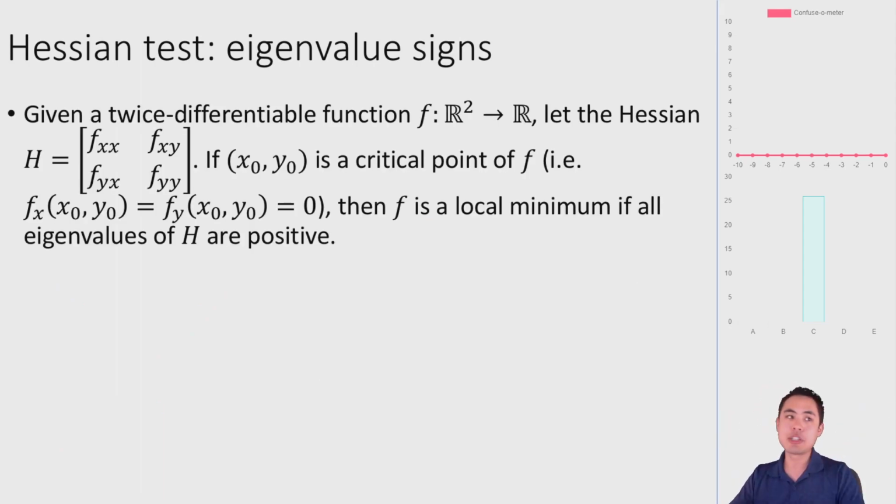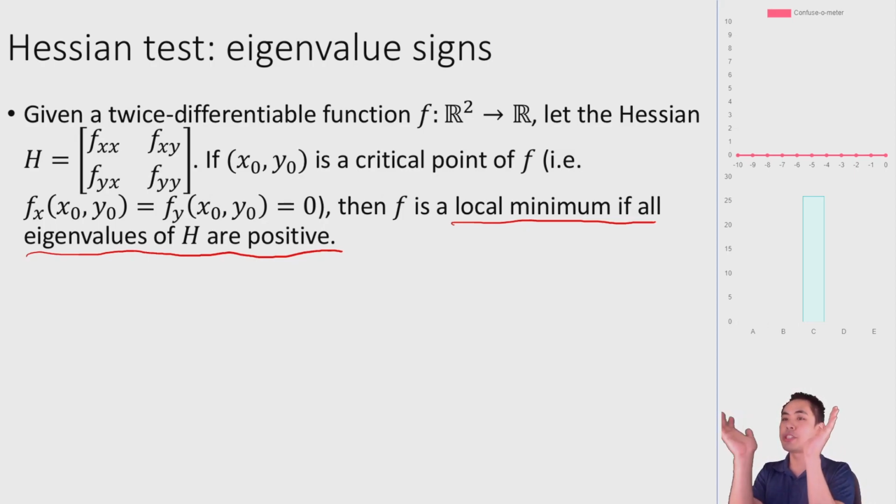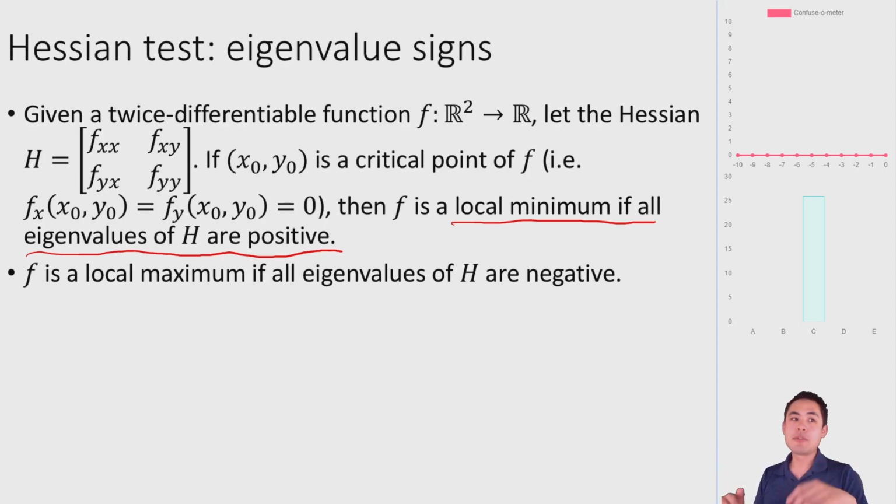Given a twice differentiable function, we have this Hessian matrix. If you have a critical point of this function, then of course the first derivatives are both equal to 0 at that point. It's a local minimum if all the eigenvalues are positive. Basically, if in both of your major directions you have a positive eigenvalue, then it's a local minimum. Similarly, f is a local maximum if all the eigenvalues are negative. You can think of it as everything being curved downward in both directions.